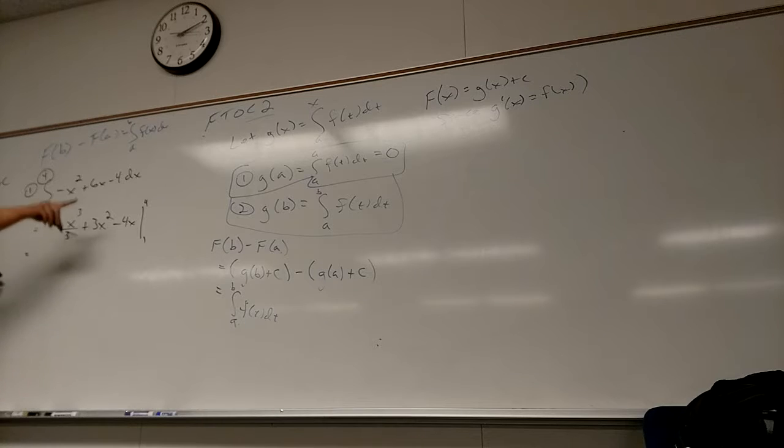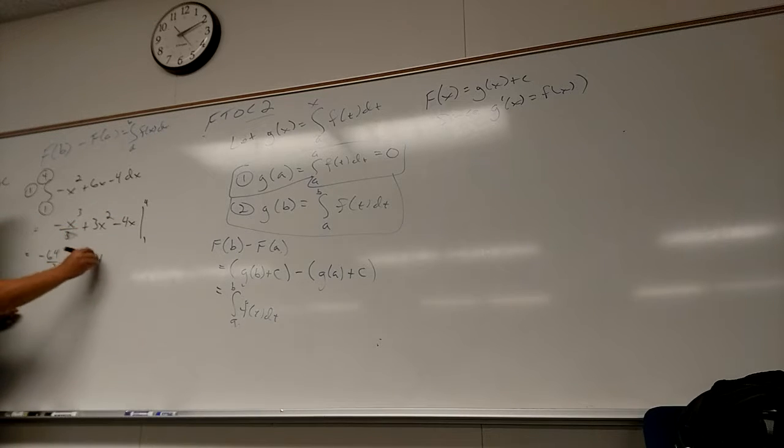And now I just have to throw the 4 and the 1 in. So you get negative 64 thirds plus 16 times 3, 48, minus 16. So that is F evaluated at b.